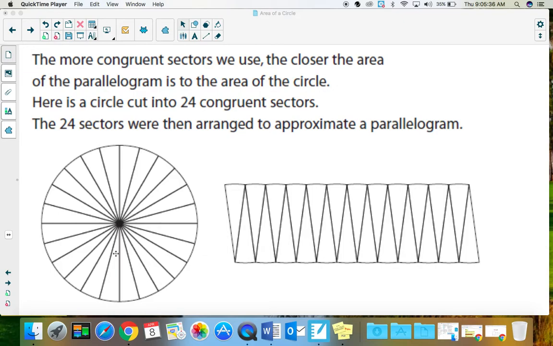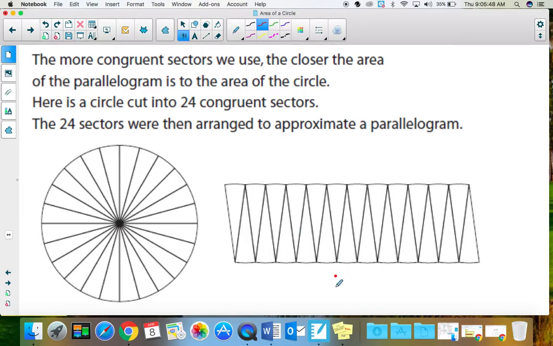So in this example here, you can see many tiny little triangles that were cut out of this bigger circle. So the area of this parallelogram, if we use this as our base and this as our height here, is going to be more accurate if we make these triangles smaller, so that we cut up our circle a little bit more precisely.